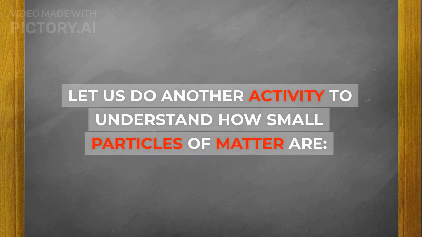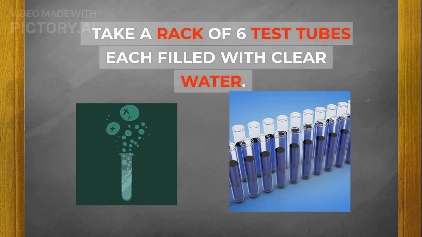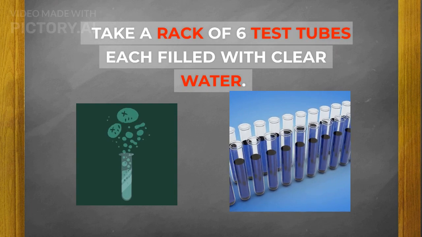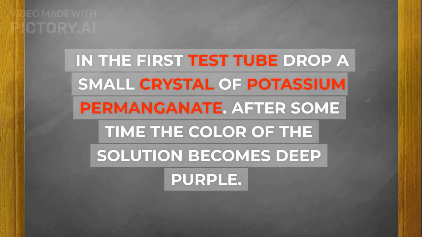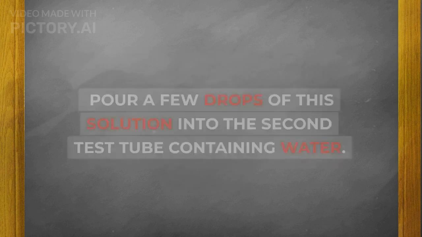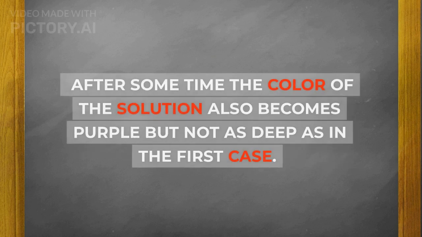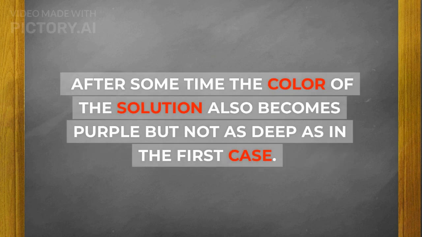Let us do another activity to understand how small particles of matter are. Take a rack of 6 test tubes, each filled with clear water. In the first test tube, drop a small crystal of potassium permanganate. After some time, the color of the solution becomes deep purple. Pour a few drops of this solution into the second test tube containing water. After some time, the color of the solution also becomes purple, but not as deep as in the first case.